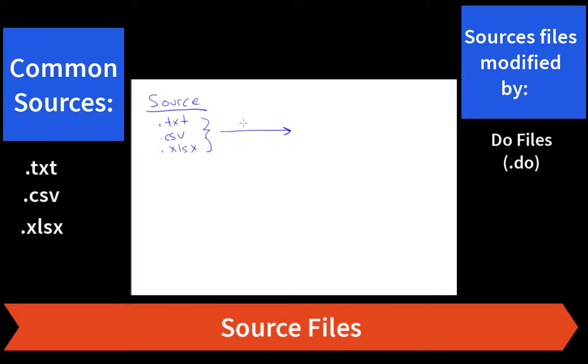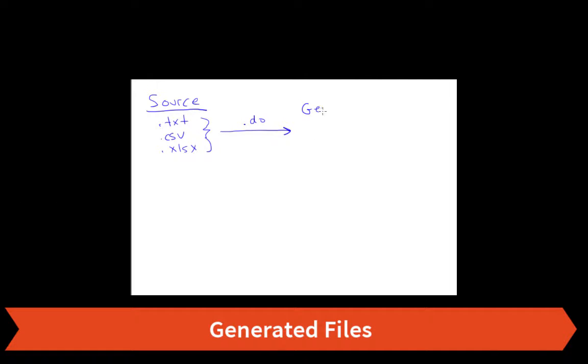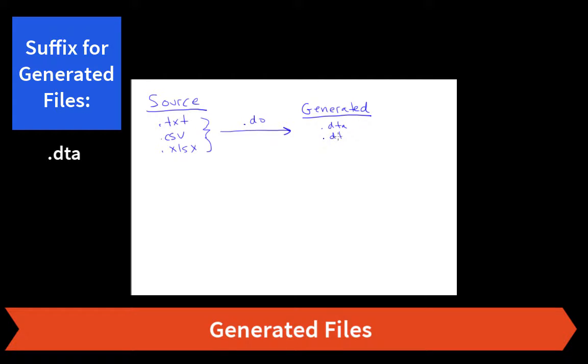Of course, you can't use these in Stata, and so you want to run a series of commands which you'll encode in a do file, which you haven't learned about yet, you will, which then take these files into what I call generated files. These generated files all have the same suffix indicating that they're a Stata file. They're all called DTA files.